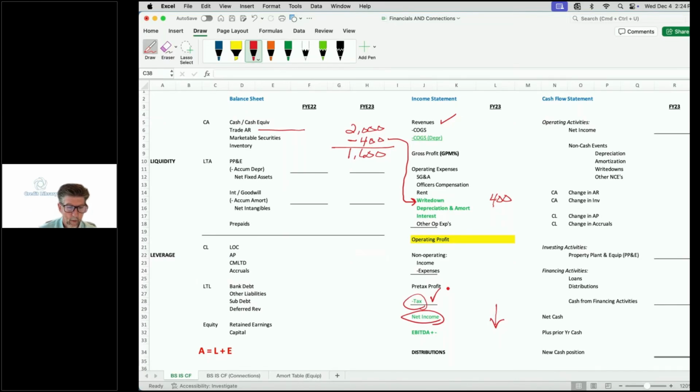So net income decreases when expenses increase. So the expense increase, net income decrease, and net income is related to retained earnings here. And retained earnings is part of equity. So since net income is going to decrease, retained earnings is going to decrease. So equity is going to decrease here.